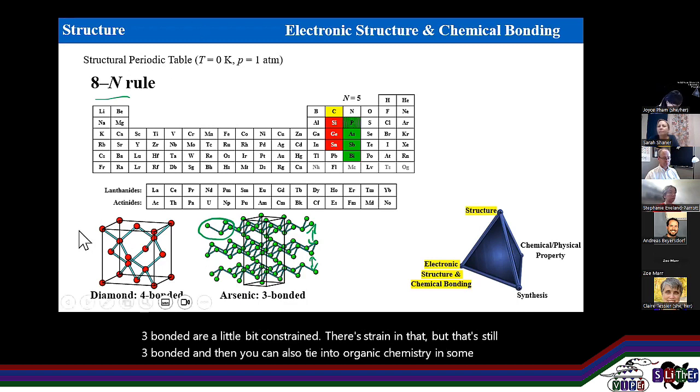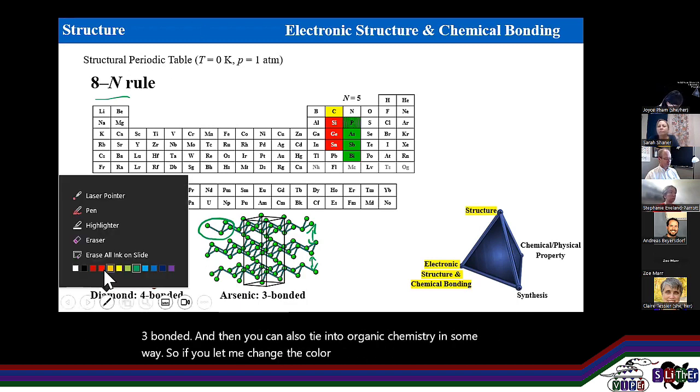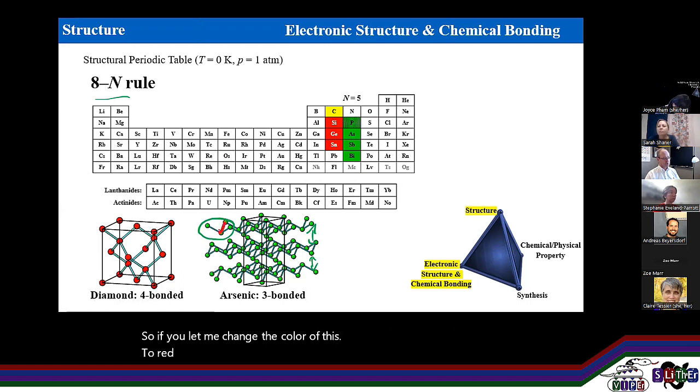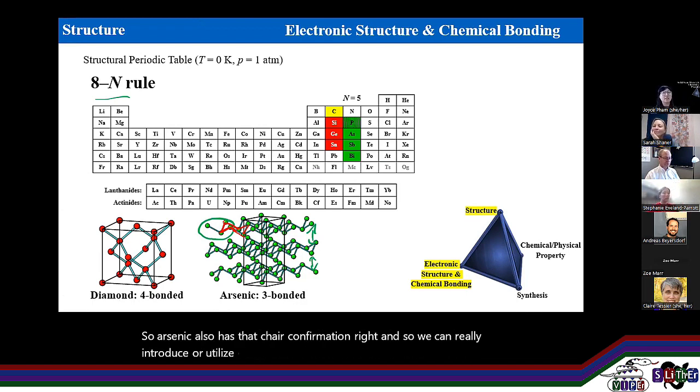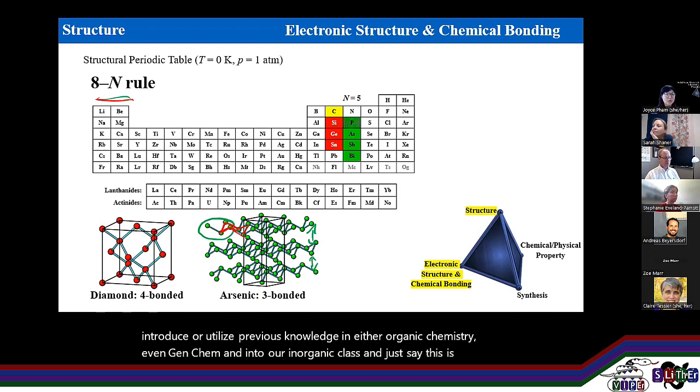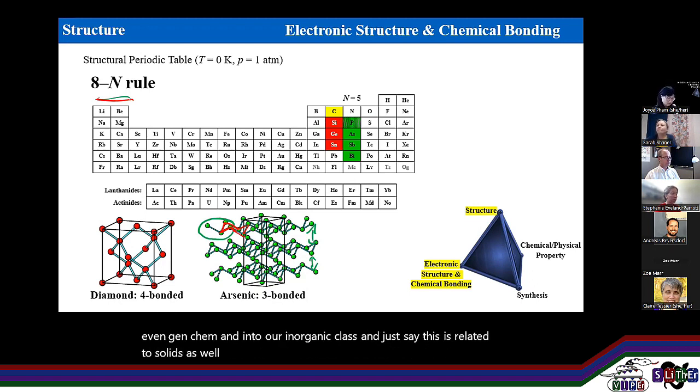So let me change the color of this to red. If you look at this, does anyone know what this is the structure of? What we just drew? So arsenic also has that chair conformation, right? And so we can really introduce or utilize previous knowledge in either organic chemistry, even Gen Chem, and into our inorganic class and just say this is related to solids as well. Okay, so that's 3 bonded.